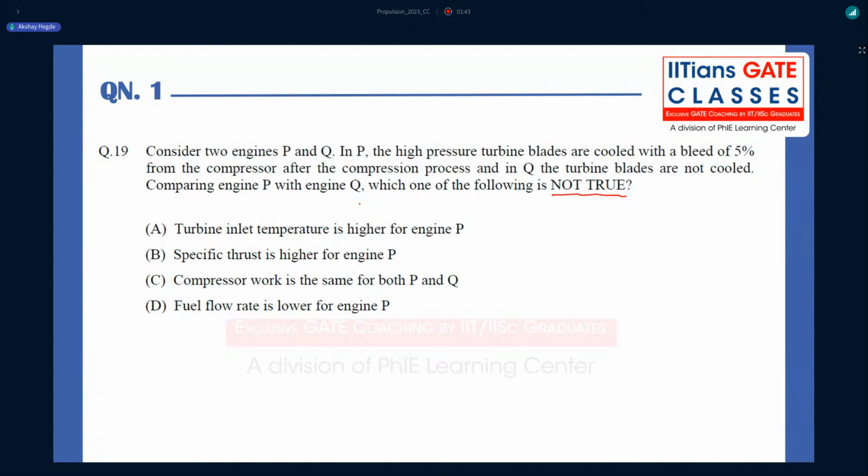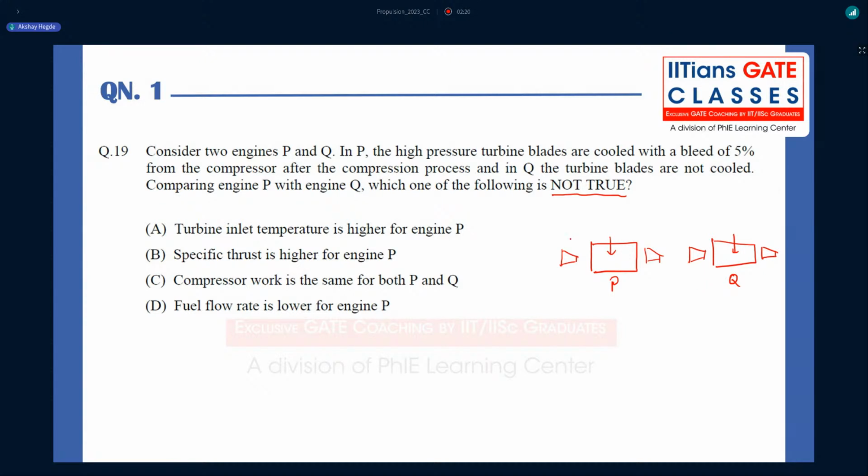Now we will try to analyze this problem. So we have 2 engines, say I have engine P and then I have engine Q. I have a compressor unit over here, and then I have a turbine unit. In between I have a combustion chamber. Similarly for engine Q also, compressor unit and then the turbine unit. Now we will try to analyze this problem systematically.